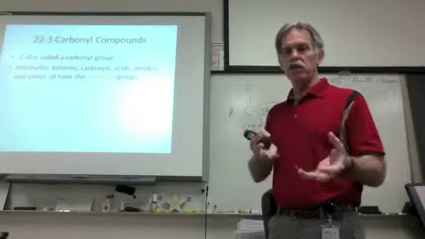Aldehydes, first group, the carbonyl, C double bond O. So C double bond O has an H on one side and R on the other side. I'm going to fast forward up to the ketones, and then we're going to come back. Ketones have the R's on both sides, so they have R, R, and then a double bond O.